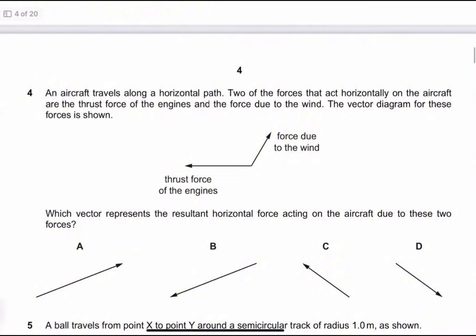Move on to question number 4. We're given an aircraft that travels along a horizontal path. Two forces act on it horizontally, and we've been asked to represent the resultant force acting on the aircraft. So think of this, guys. If we have a force acting forward on our aeroplane, and this is the wind acting upwards, these two forces will combine and create a resultant force in this direction.